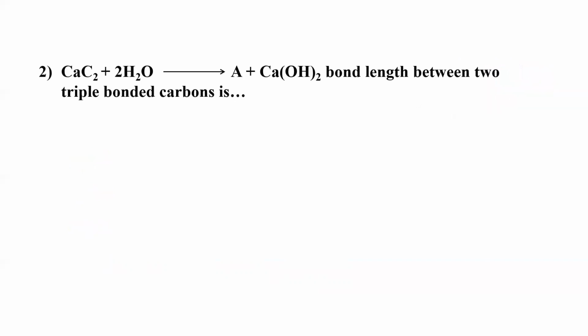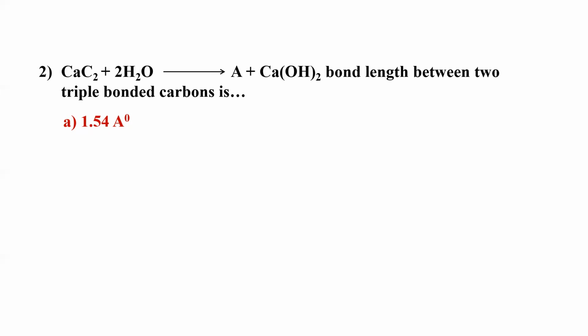And coming to the next question. CaC2 plus 2H2O gives A plus Ca(OH)2. Bond length between the two triple bonded carbon atoms is what? So this is again the same reaction, the same concept, but the way the question is asked is entirely different. This is the flexibility to prepare competitive questions. In PU, it is straightforward. In PU, the question would have been like this: prepare ethine using calcium carbide synthesis.